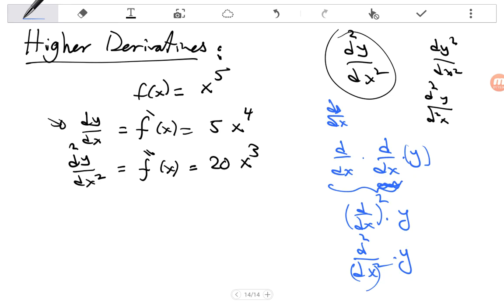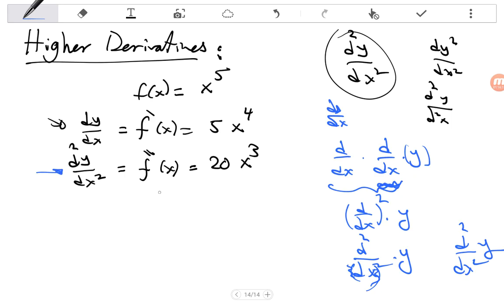So this form is d2y by dx squared. But instead of writing the brackets each time, we just write d2 by dx squared. Okay? So this is the notation of the second derivative.